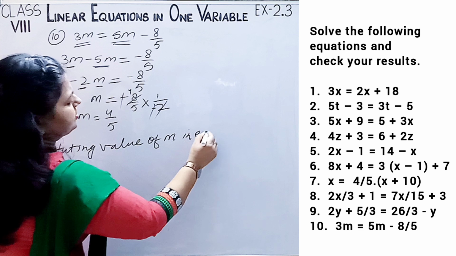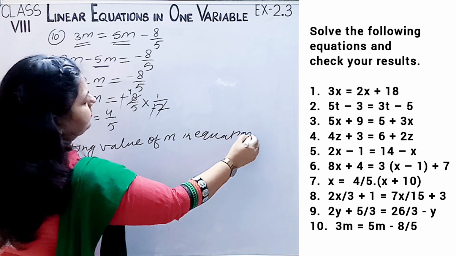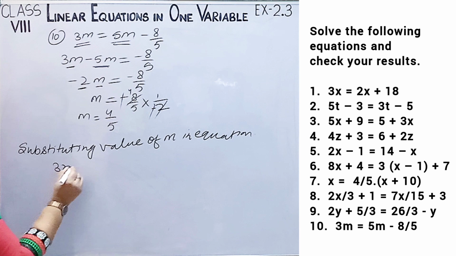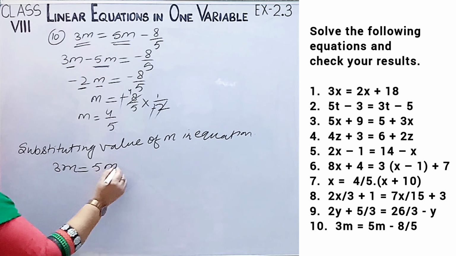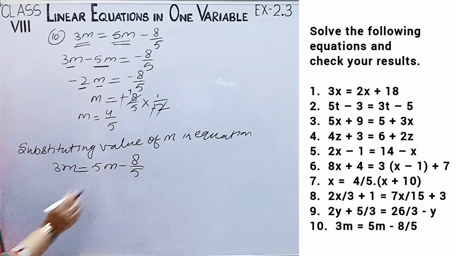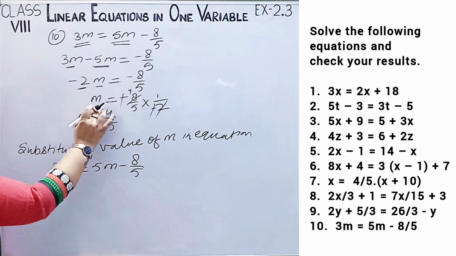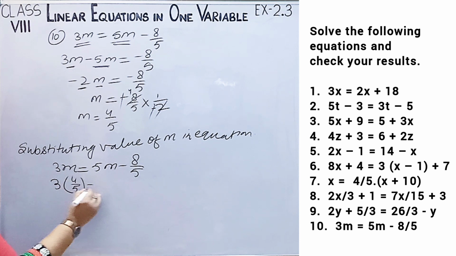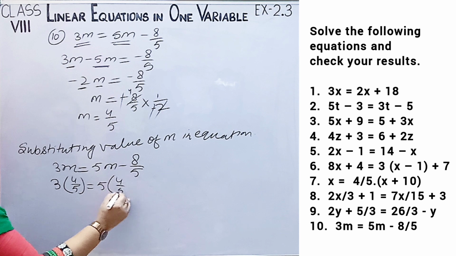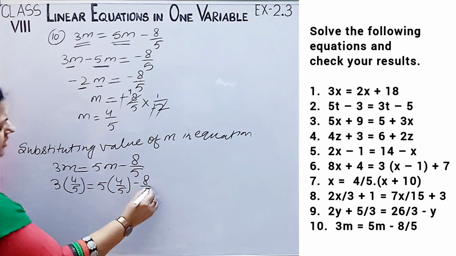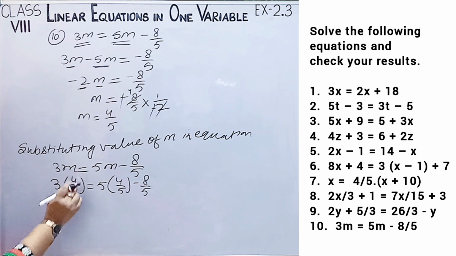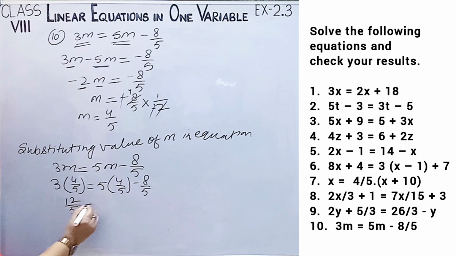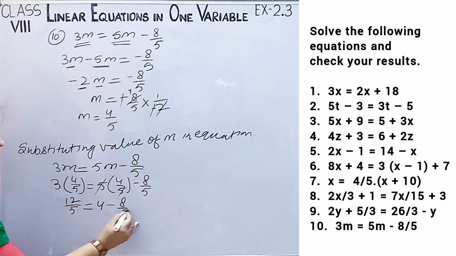in the equation. The equation is 3m equal to 5m minus 8 upon 5. And what is the value of m? 4 upon 5. So putting here 3 times 4 upon 5 equal to 5 times 4 upon 5 minus 8 upon 5. Now 3 multiply with 4 upon 5, so 3 4s are 12. 12 upon 5 equal to, cancel out 5 and 5, so 4 minus 8 upon 5.